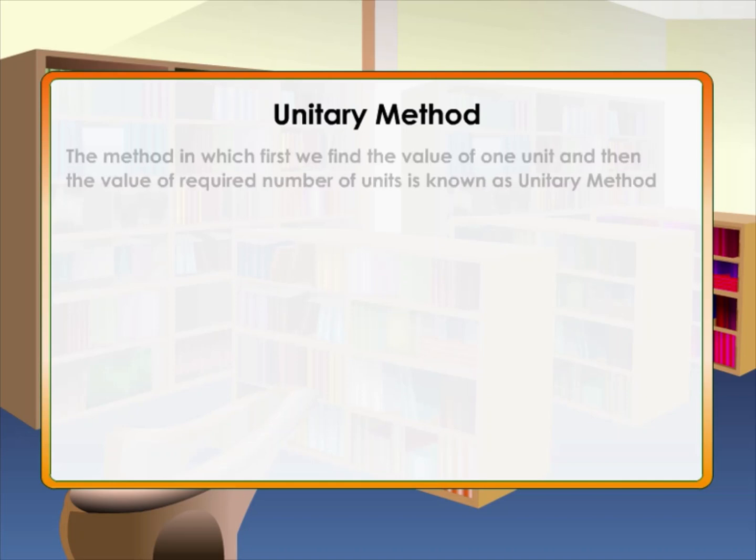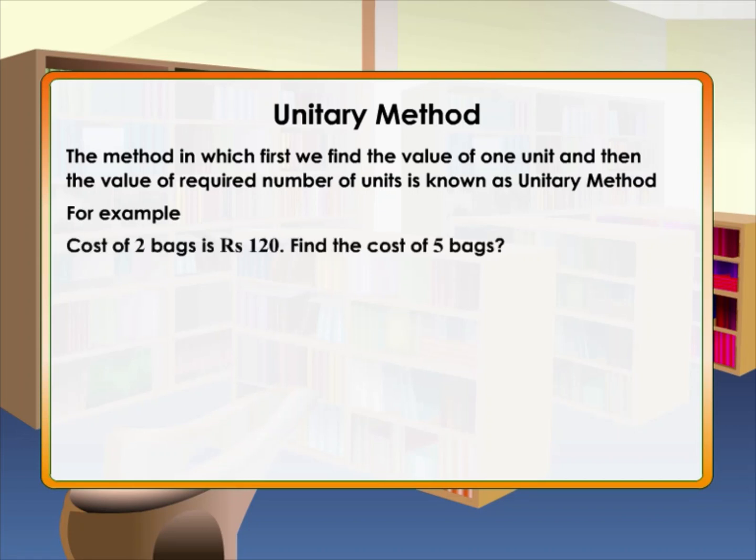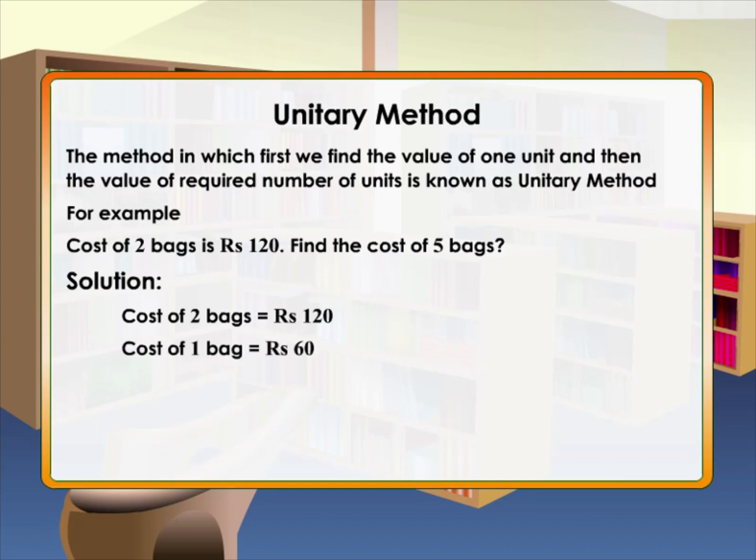Unitary method. The method in which first we find the value of one unit and then the value of the required number of units is known as the unitary method. For example, cost of 2 bags is rupees 120. Find the cost of 5 bags. Solution. Cost of 2 bags is equal to rupees 120. Cost of 1 bag is equal to rupees 60. So, cost of 5 bags would be rupees 60 times 5, which is equal to rupees 300.